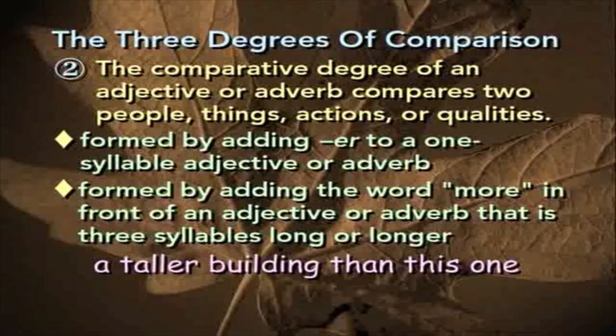Now in this phrase, we're comparing two buildings, this one and another one, and we're using, therefore, the comparative form of the adjective tall. The adjective tall is a one-syllable word, and therefore we form the comparative form of the adjective by adding er at the end. So the positive degree tall turns into the comparative degree taller, a taller building than this one.